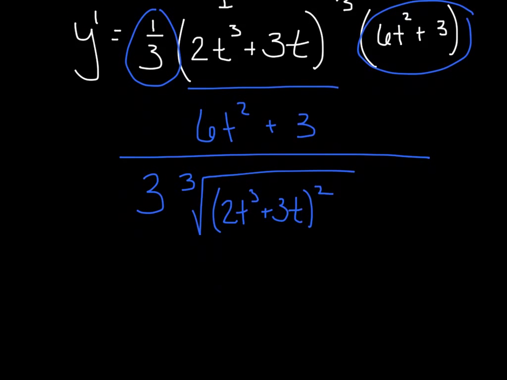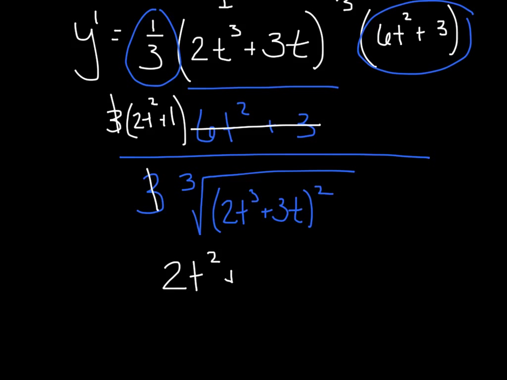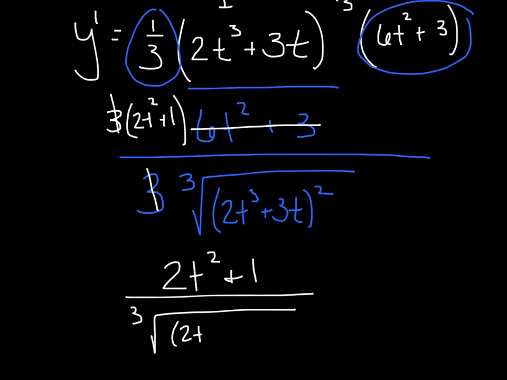And lastly, I could simplify it one step. I could pull out a GCF here of 3. So if I pull out a 3, I'm left with 2t squared plus 1. Those 3's can cancel. So I get 2t squared plus 1 all over the cubed root of 2t cubed plus 3t squared. And there you go, a nice friendly one.